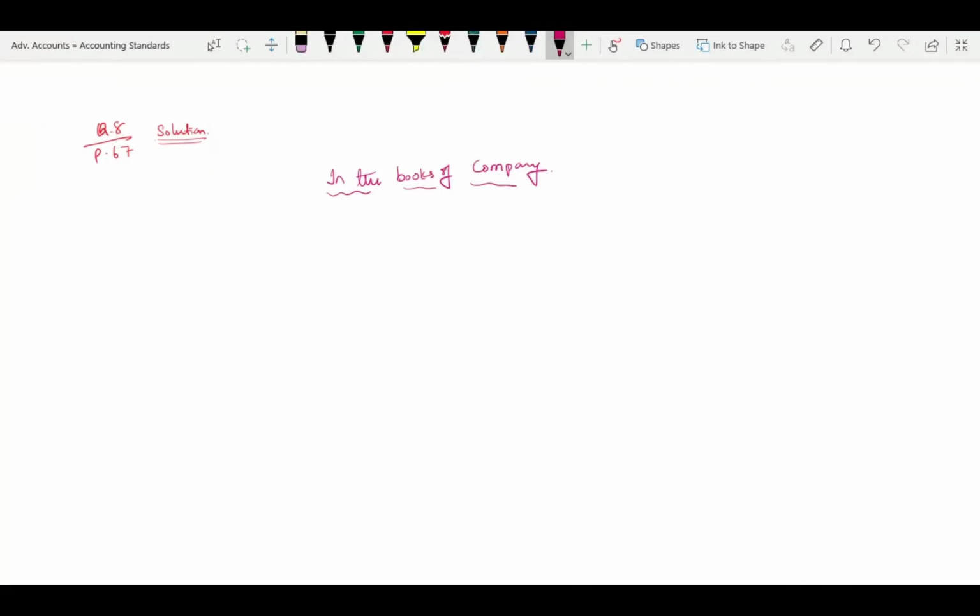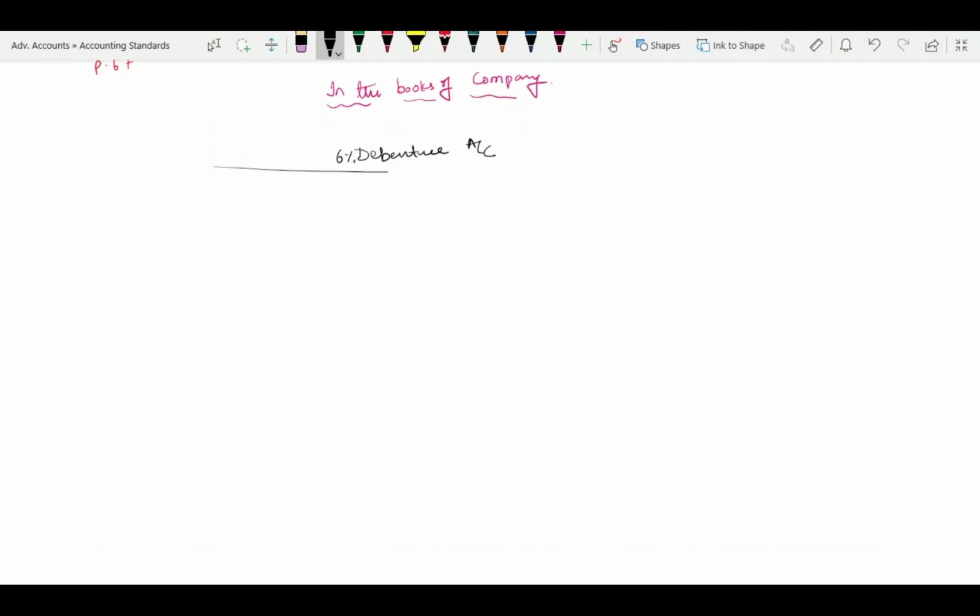Now what are the ledger accounts we are supposed to open? First is the debenture account I require, my dear friends. So the first account is the 6% mortgage debentures account. Completely it is paid off within 2 months, therefore 4 lines are sufficient. Small account, 6% debentures account.